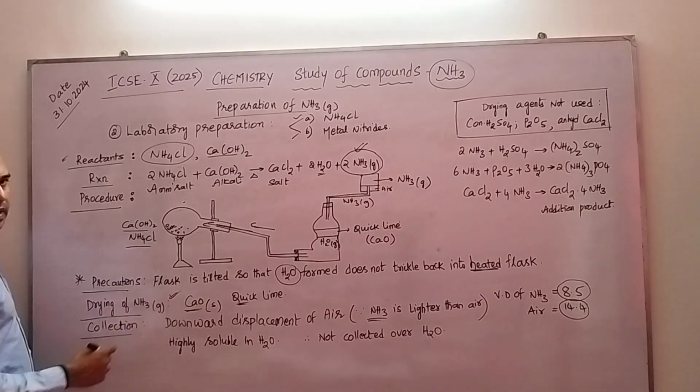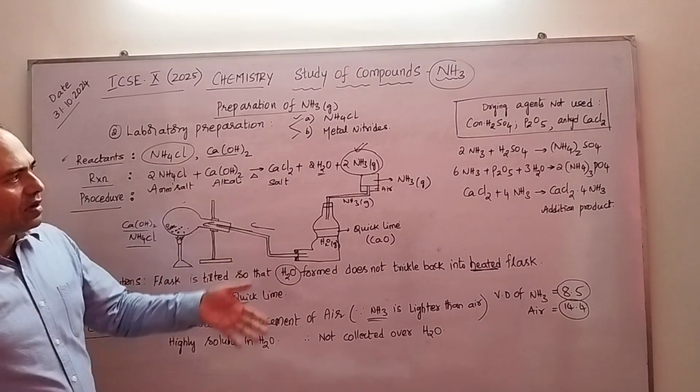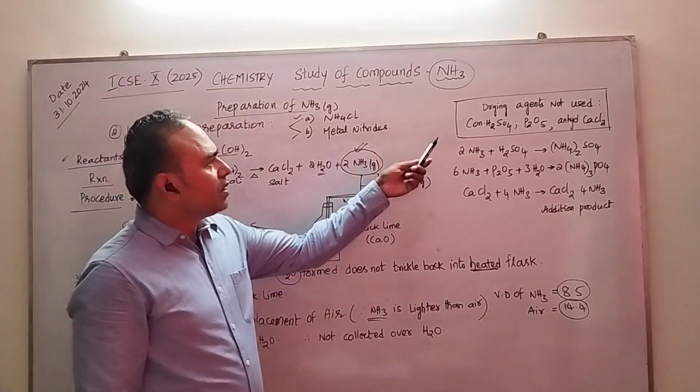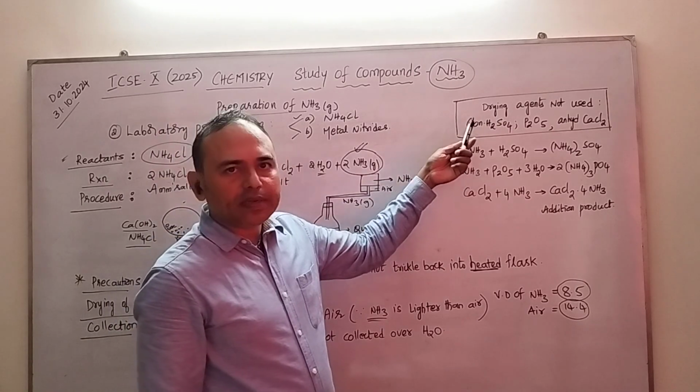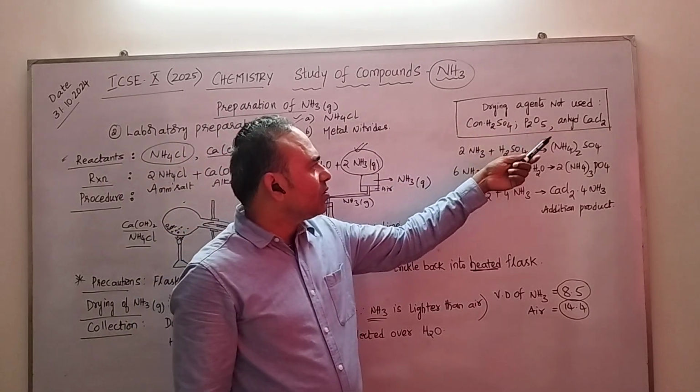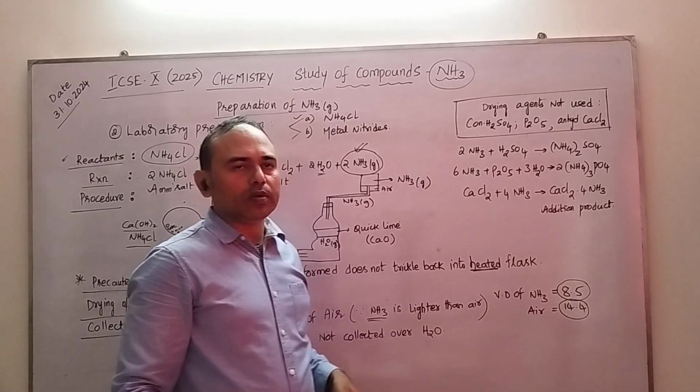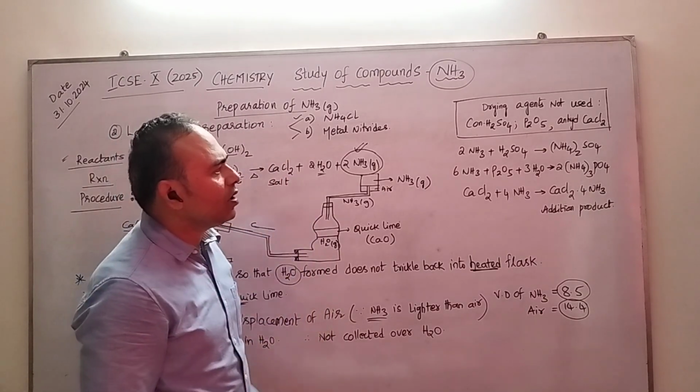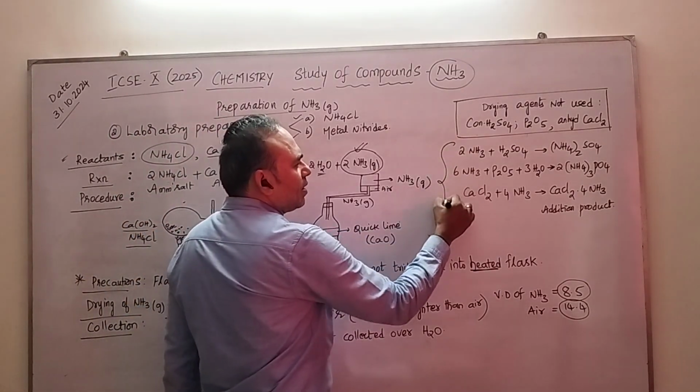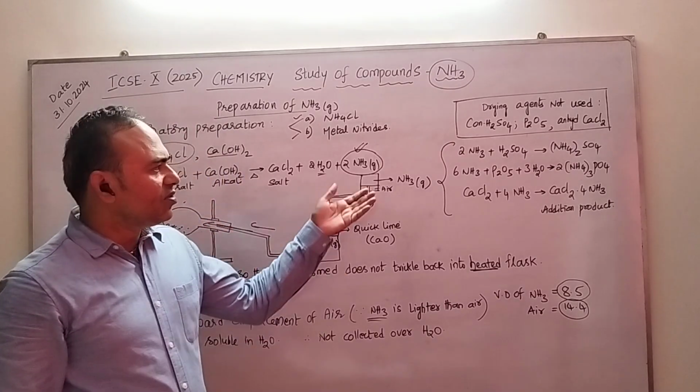Now one more important thing you have to observe here. Why are you using only calcium oxide? Why not the other drying agents? We know that the drying agents are concentrated H2SO4, phosphorus pentoxide, anhydrous calcium chloride. So what is the reason we are not using them? Because they all will react with ammonia and give products.